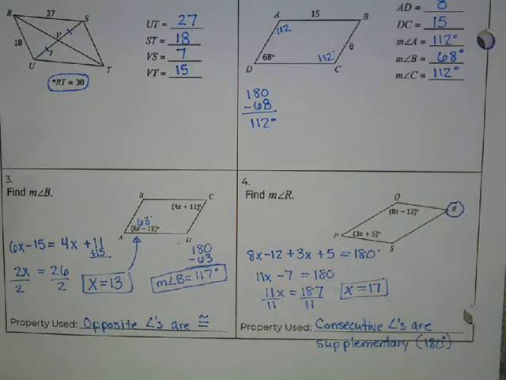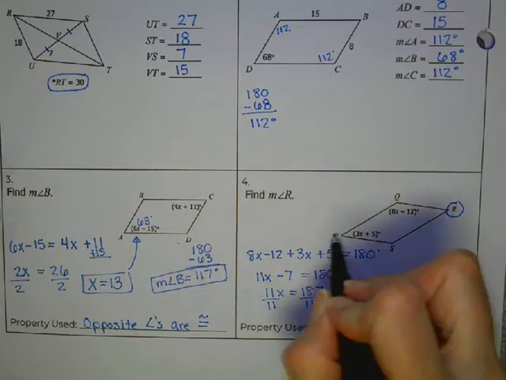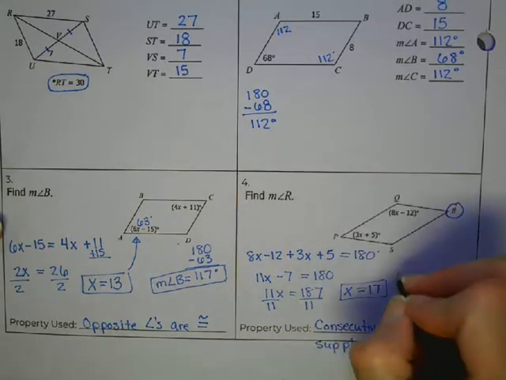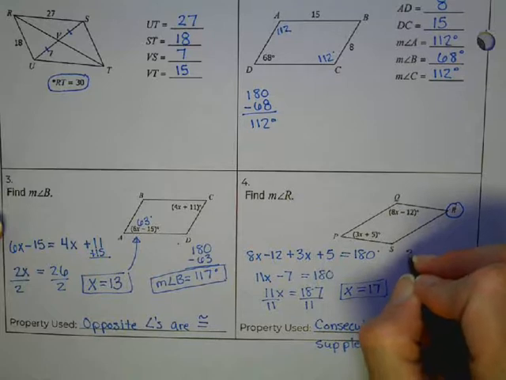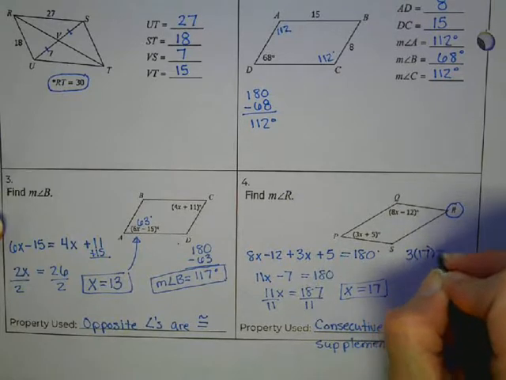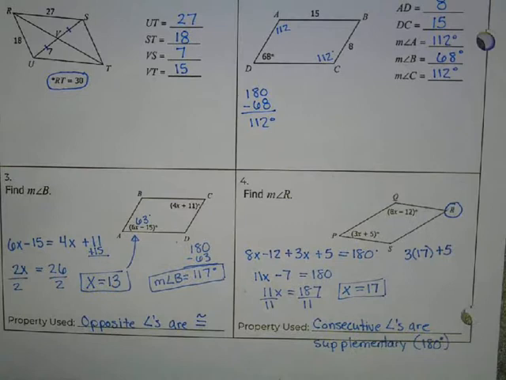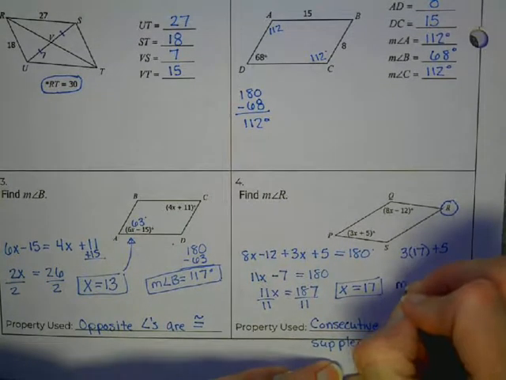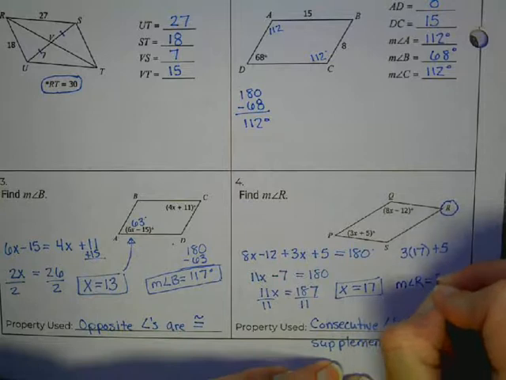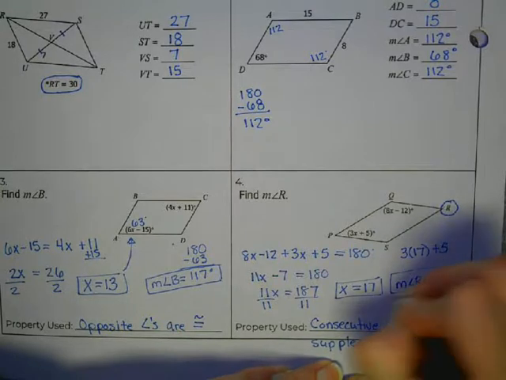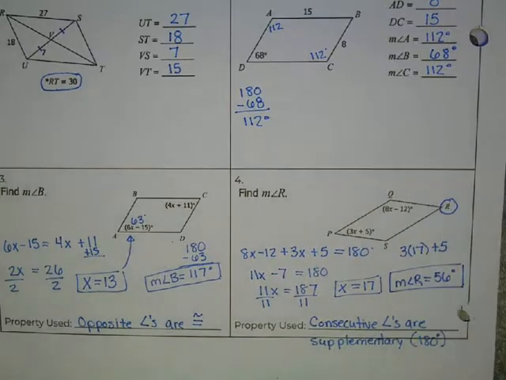This one says plug back into angle R. Well, there's nothing at angle R, so it looks like P and R are opposite angles, so I'm going to plug it into angle P. So 3 times 17 plus 5. 3 times 17 plus 5 is 56. So the measure of angle R equals 56 degrees. Okay, next we are going to look at rectangles.